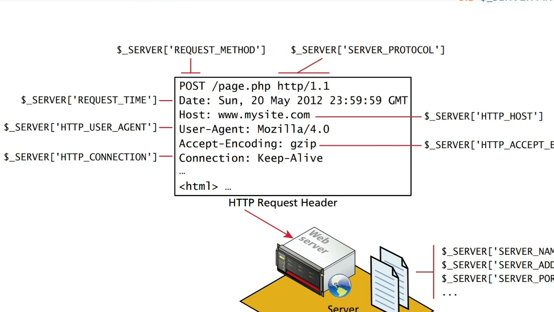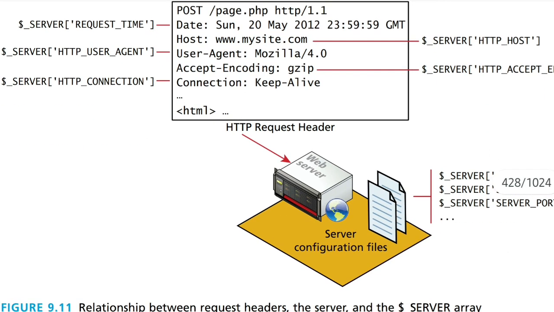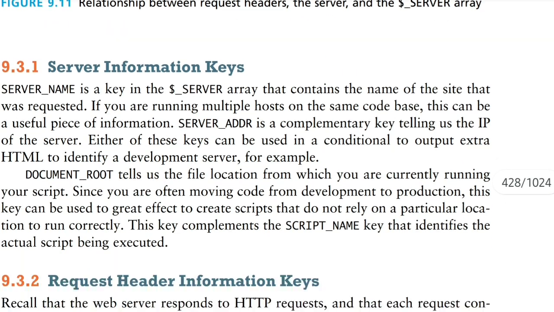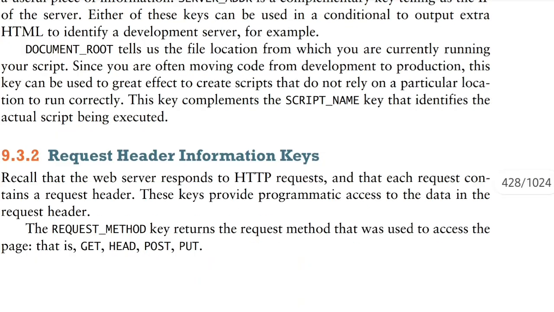Yes, where is the request name? I'm not sure it is a request name, but the name will be output here. Then we have server address and port, everything will be stored accordingly, and that will be the output. Okay, so server information key is also the same thing.